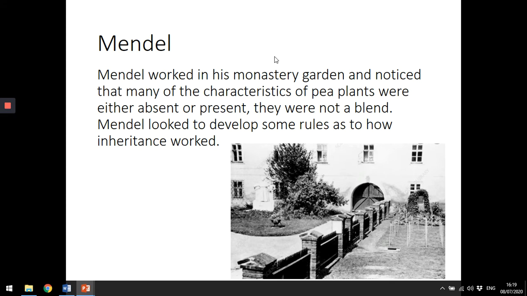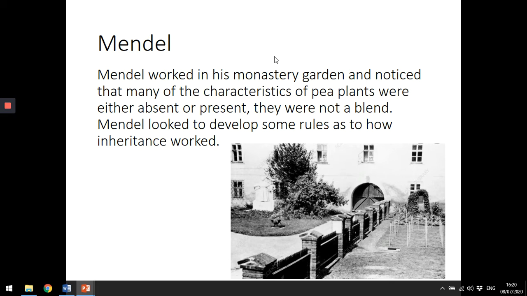So Mendel worked in a monastery garden, and he noticed that many of the characteristics of pea plants were either absent or present. So when he looked at the pea plants, they were either green or yellow. They weren't a colour in between, and they were either tall or short. So they weren't just a medium-sized height. So he said that they were never a blend.